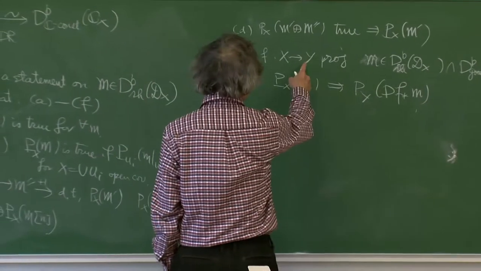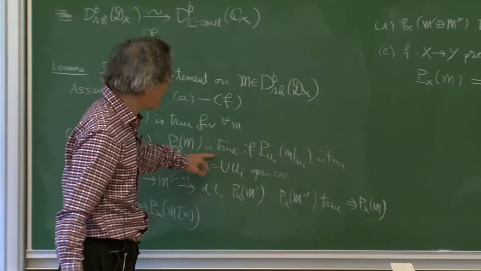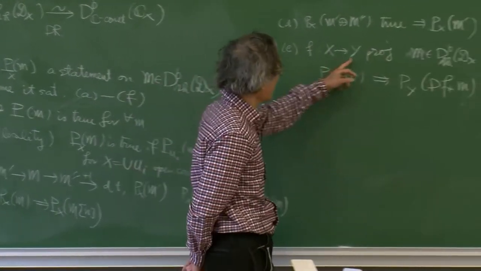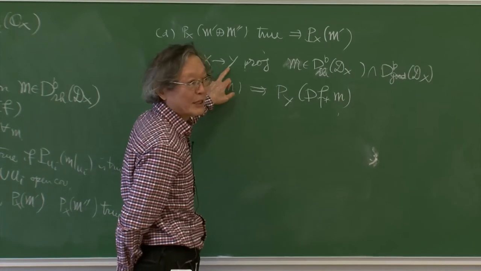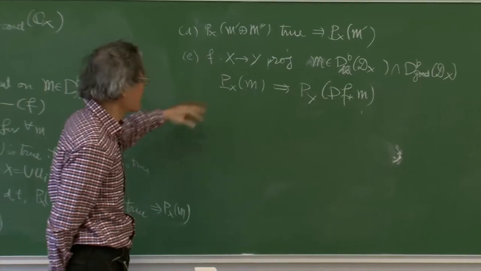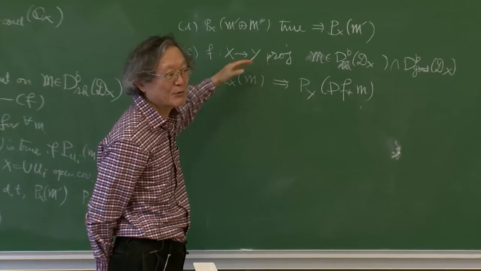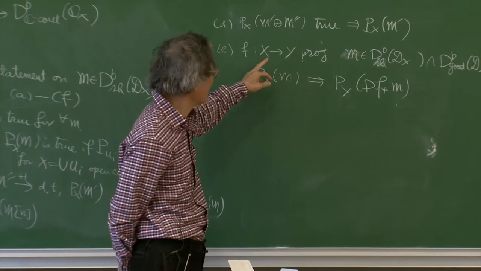locally, what does it mean projective? Of course, that is a local property, so you can assume that it is projective locally on Y, but on the fiber it is assumed projective globally. Okay. So there is an ample bundle on X.